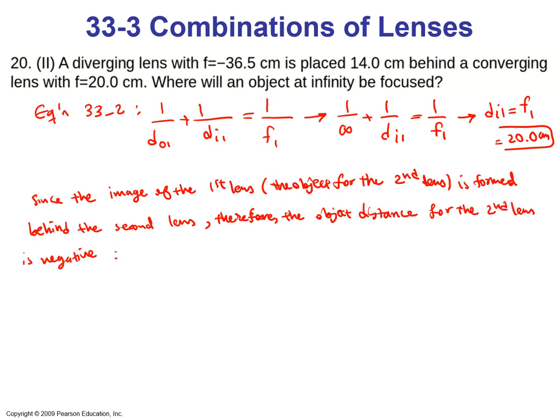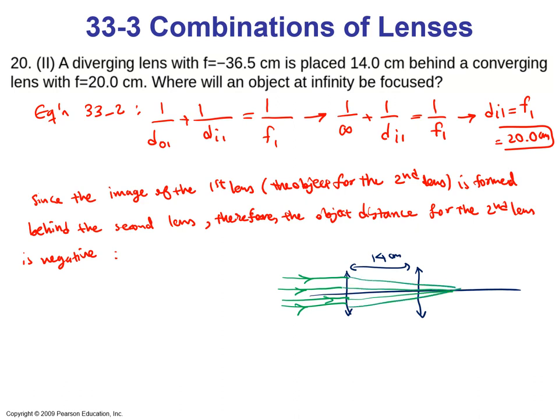So if we draw the configuration, this is the first lens, this is the second lens, and they're separated by 14 centimeters. The rays of light are reaching from the infinity to the first lens, and they are focusing 20 centimeters away from the first lens, which is the focal length of the first lens. This image is the object for the second lens, and its distance is 6 centimeters to the right of the second lens. Therefore, we say the object for the second lens is equal to minus 6 centimeter.